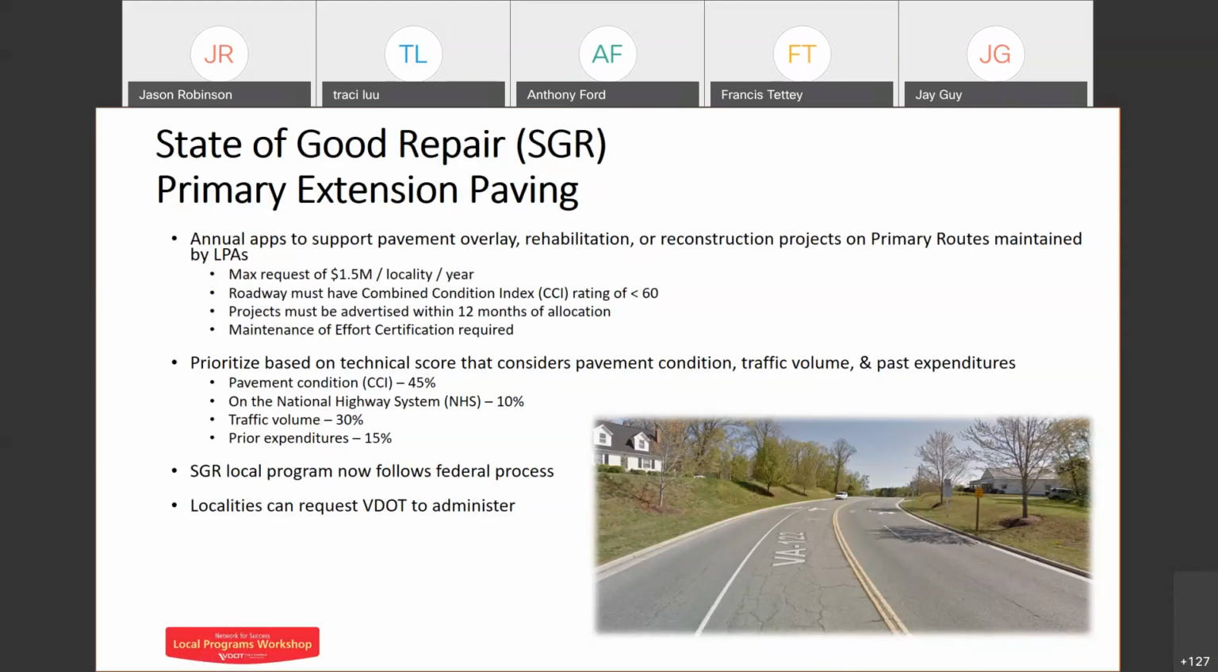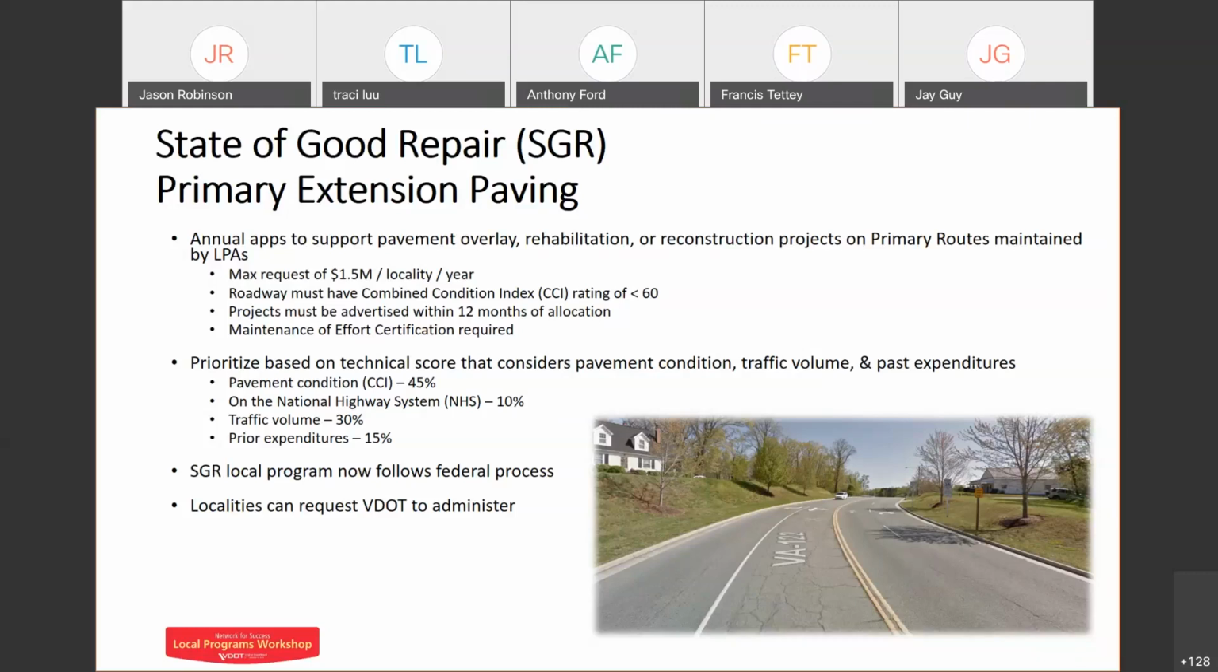So if you guys at the local level on the urban side are maintaining a route that is Route 600 or below, and you're thinking, man, my road's getting in pretty cruddy condition, well, you might be eligible for some primary extension SGR paving. Again, it's got to meet a couple criteria there. It's obviously got to have a combined condition index rating of less than 60, and there's some other parameters to go with it. The agency has increased the amount of funding available through this program and the amount of time that we allow you to advertise and construct the project because of the introduction of the federal processes. You see that now it's up to $1.5 million per locality per year, and the project must be advertised within 12 months of allocation.